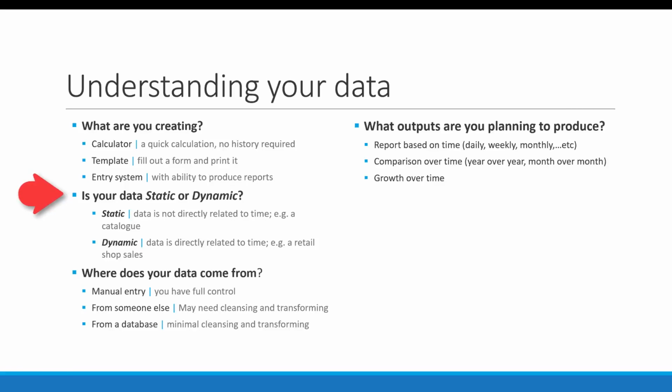So static data is basically something like a nameplate, some sort of a catalog, or very slowly moving data, like an employee table. Dynamic is something really dynamic related to time, and it's some sort of events that happen daily, maybe some sort of transactions that you're having in a retail store. Okay.